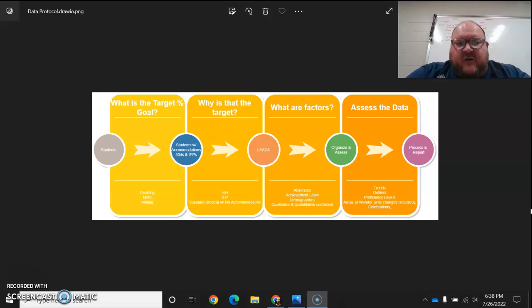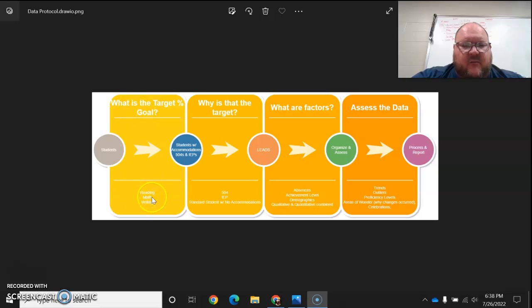All right, so my data protocol is basically asking these questions. What is the target goal? What is the percentage that we're looking for? I think we have listed as anything below 40th percentile, then they're going to do this. If they're between 40th percentile up to 65th, then they're going to do this. And then anything 65th percentile and above is progress being made, and we won't have a plan for those particular students.